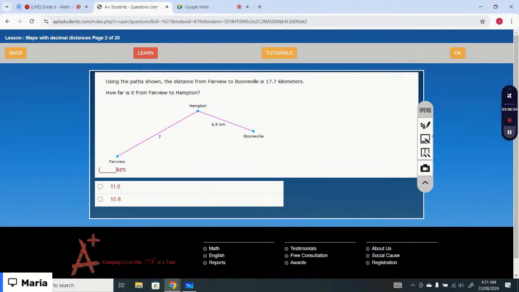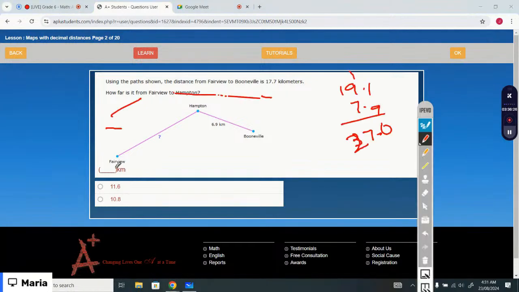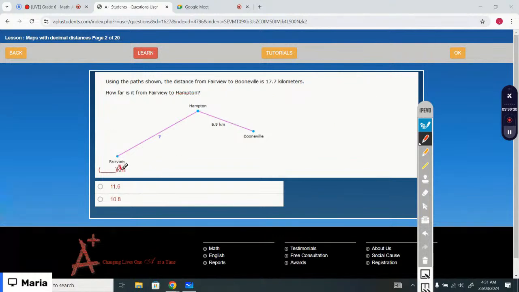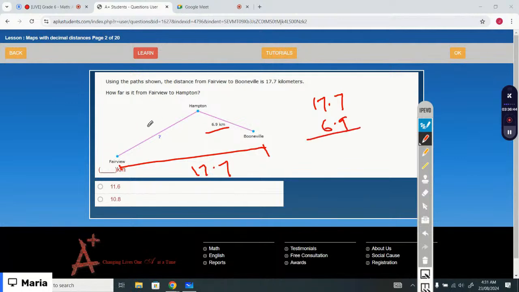So you are given the distance between Fairview and Bonneville, which is 17.7. You are given the total distance, right? So you need to find the distance from Fairview to Hampton. So you have to subtract: 17.7 take away 6.9, and you will get this distance.